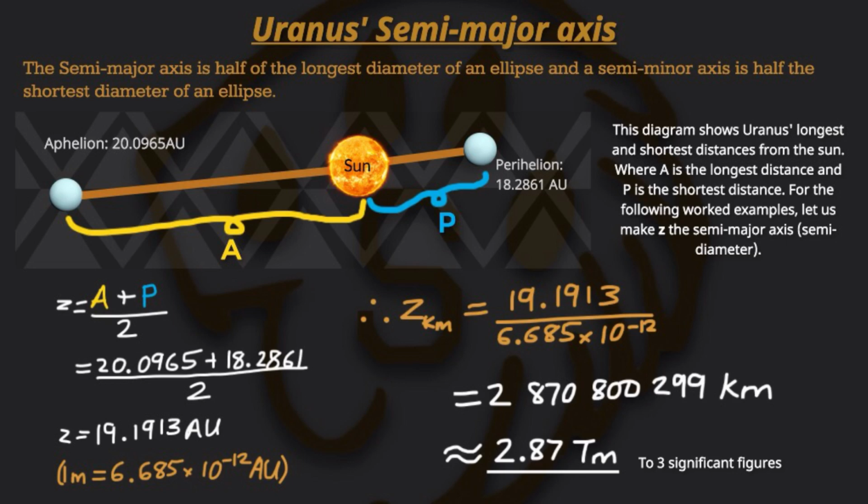As you can see, a plus p, which is 20.0965 plus 18.2861. The a is aphelion, the p is the perihelion, what you call the apsis and the periapsis. You divide by 2 and then you get your semi-major axis z, which is equal to 19.1913 astronomical units.